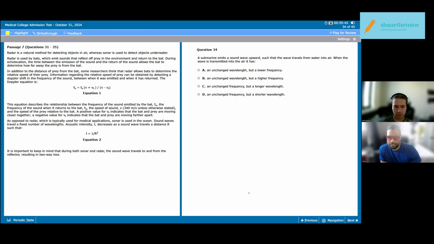I don't really know, I wasn't really sure how to figure this out. So maybe, if we don't know whether it's frequency or wavelength that's changing, we can at least know if it should be a higher one or a lower one, right?